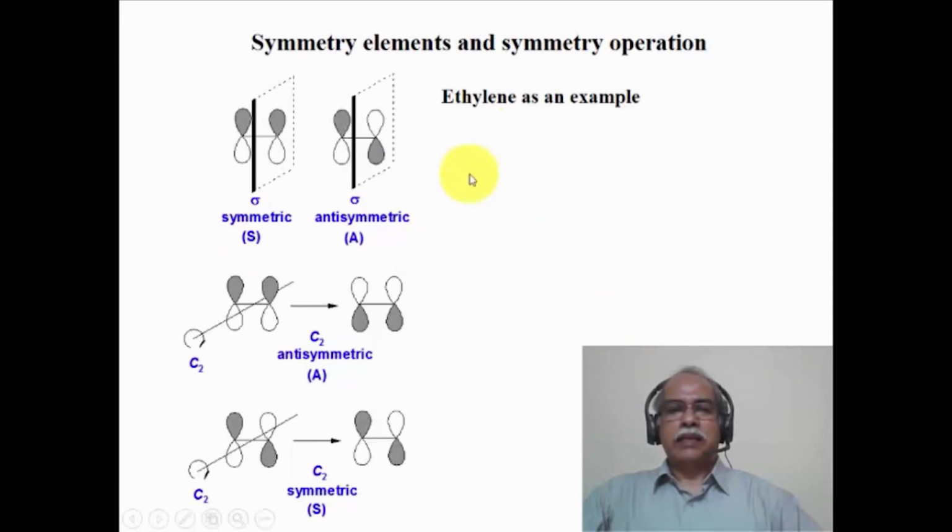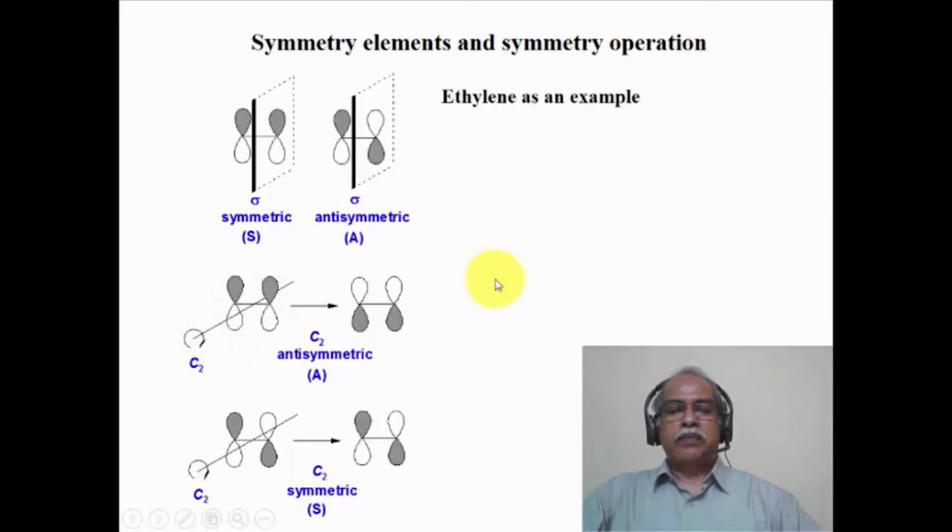So taking ethylene as an example, we are illustrating the mirror symmetry that is present in the pi molecular orbital and the mirror symmetry that is absent in the pi star molecular orbital. So with respect to the mirror symmetry, the pi molecular orbital is symmetric and the pi star molecular orbital is antisymmetric. That is the conclusion we arrive at. What about rotational symmetry? Let us consider a C2 axis of rotation.